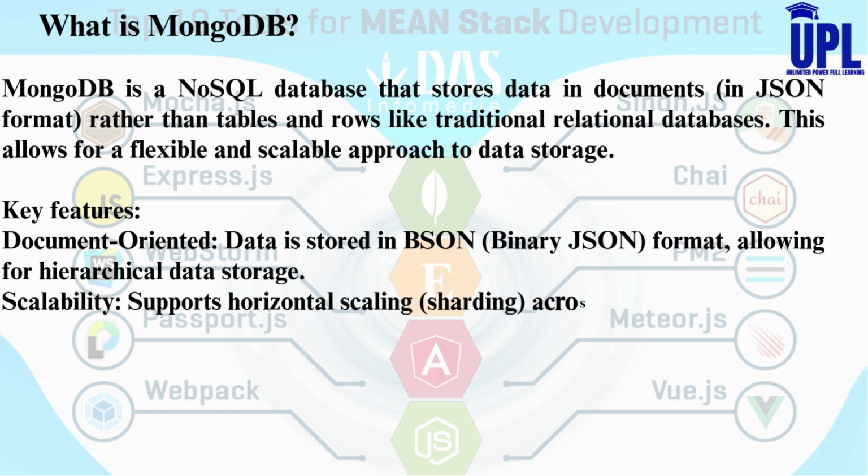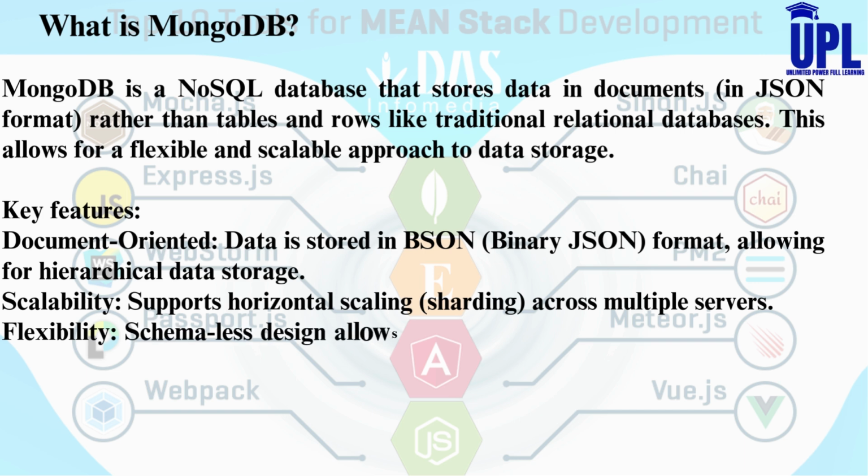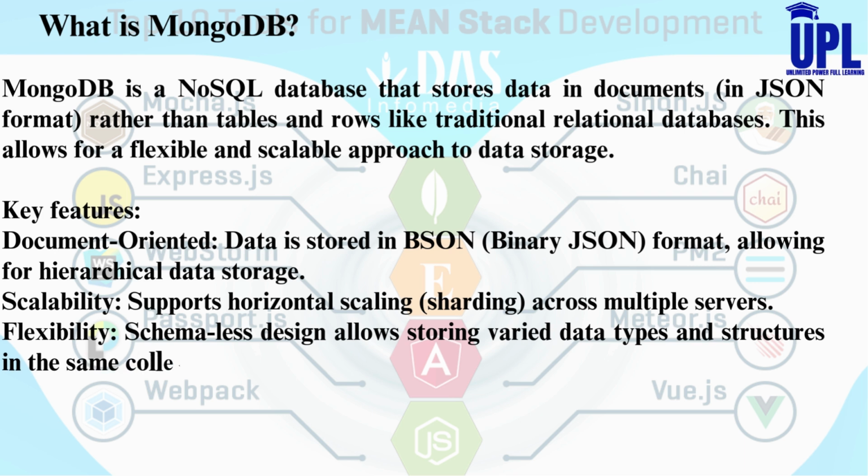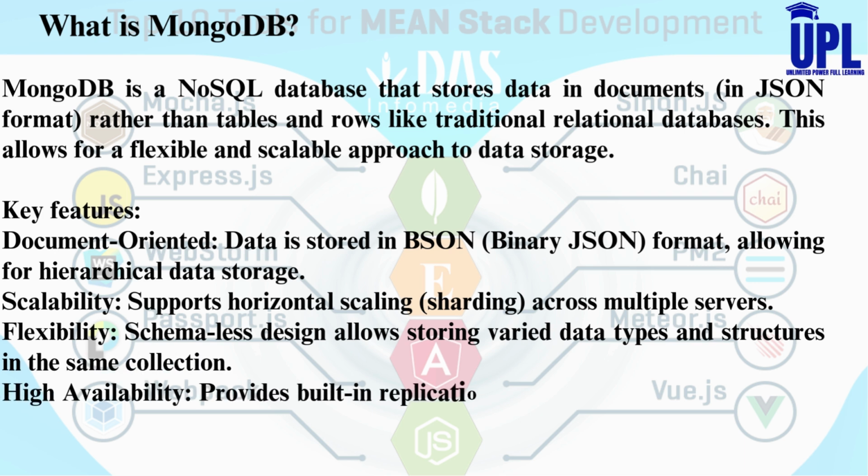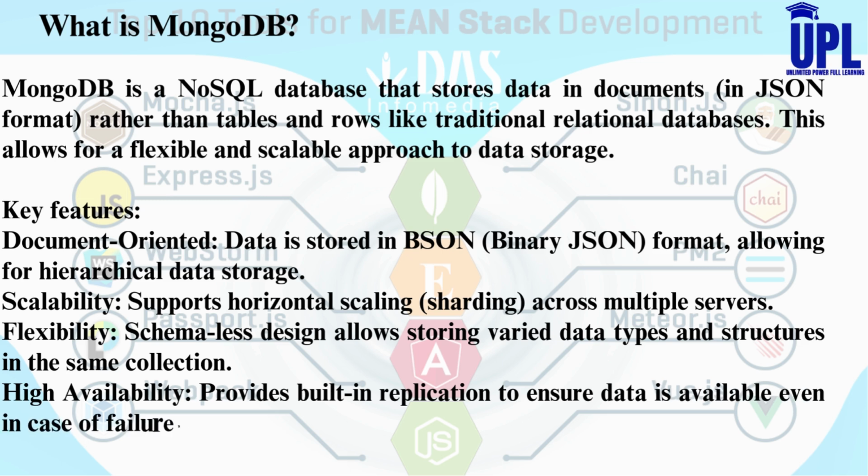Scalability, supports horizontal scaling, sharding, across multiple servers. Flexibility, schemaless design allows storing varied data types and structures in the same collection. High availability, provides built-in replication to ensure data is available even in case of failures.